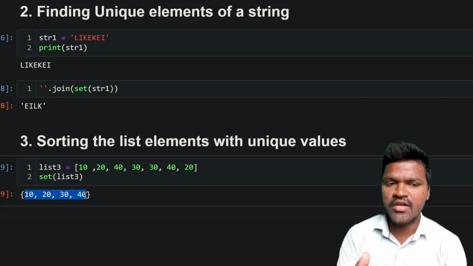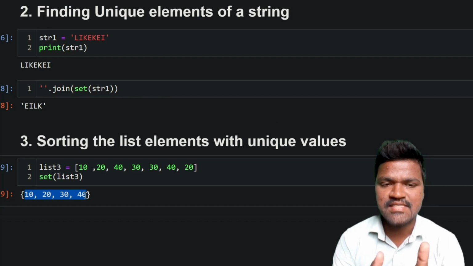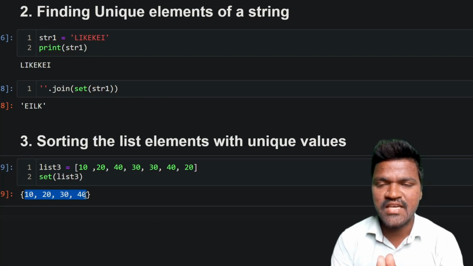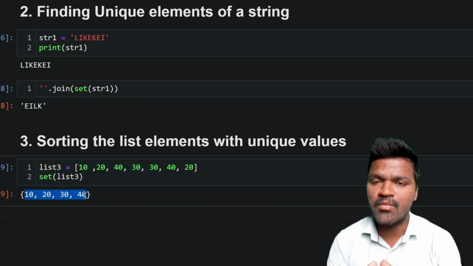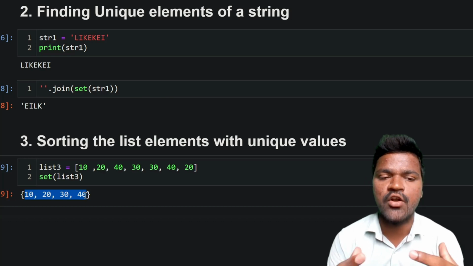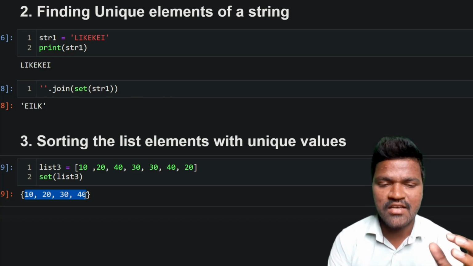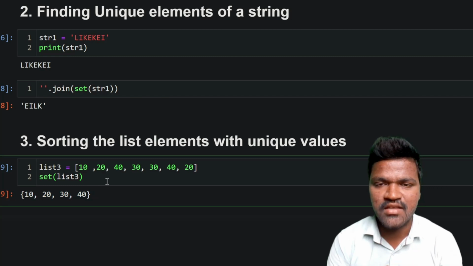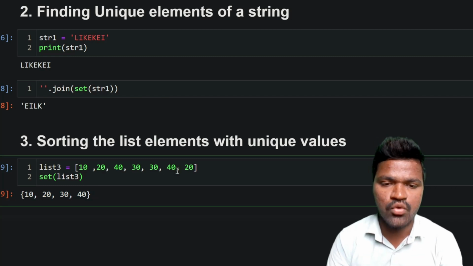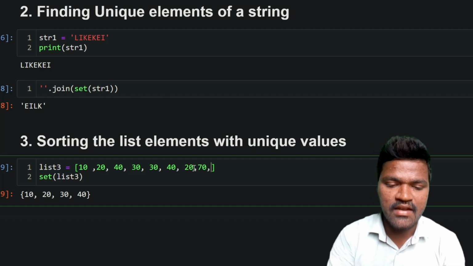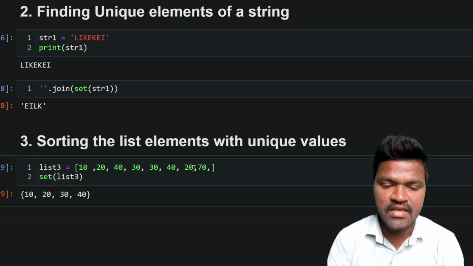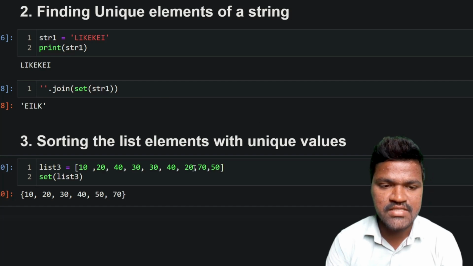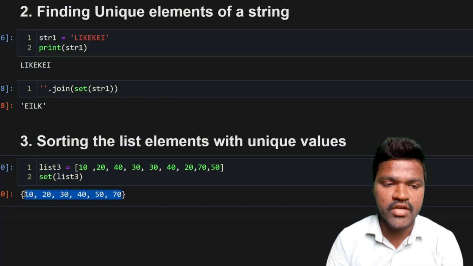So it is already sorted, right? So in this example, all the elements here are sorted. In some other example, these elements may not be sorted. So assume these elements are not sorted, so later we will be sorting. So I will be taking some more elements, let's say 70 and let's say 40, let's say 50 here. If I execute this, still we are getting the elements in the sorted order.